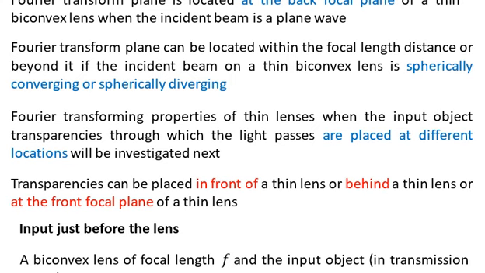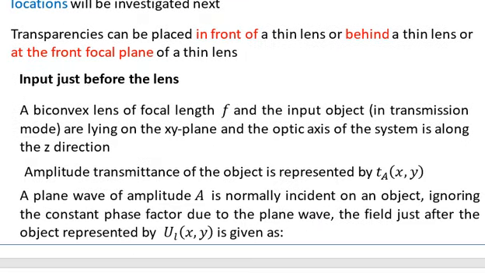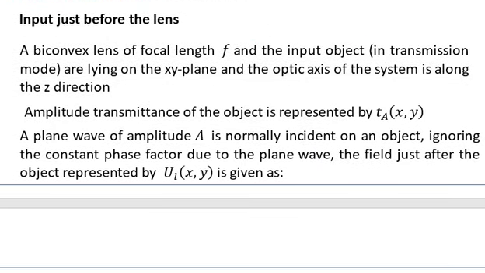Transparencies can be placed in front of a thin lens, or behind a thin lens, or at the front focal plane of a thin lens. These three cases are the special cases of interest, and we shall discuss them. So now we are going to discuss the first case, which is the input just before the lens. That is, the input is just touching the lens, you can say.